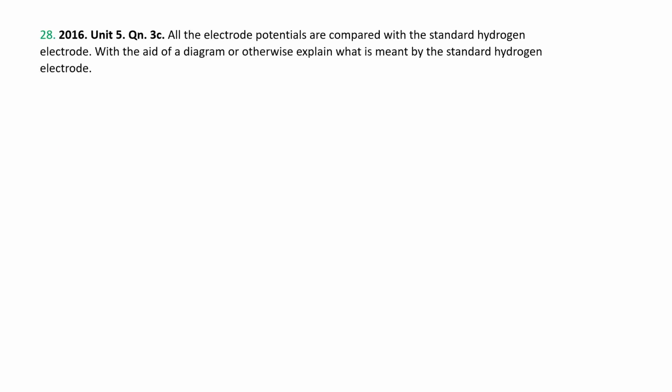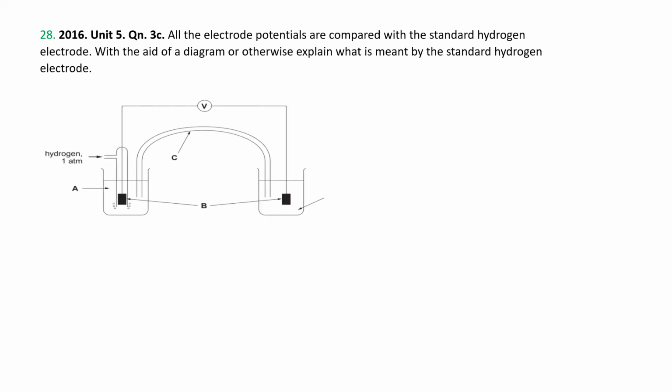All electrode potentials are compared with the standard hydrogen electrode. Explain what's meant by that. So using the figure that we had for the last question, you've got hydrogen gas bubbling in there. You've got HCl in here. The reaction is 2H+ plus 2 electrons reversibly going to H2 gas, and the potential for this reaction is defined as 0. So whatever is in this other half cell, it's going to be the positive reaction that goes on, either reduction if it's got a positive reduction potential, or oxidation if you have a positive oxidation potential.